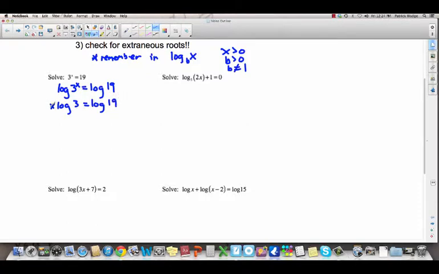Our goal is to isolate the x. Well, that means if right now we have x times log 3, that's what this means, guess what we're going to do to get the x by itself? We're going to divide by log 3. So you get log 19 divided by log 3.